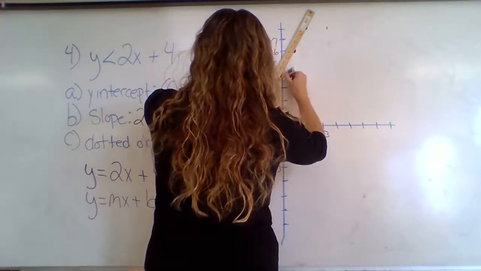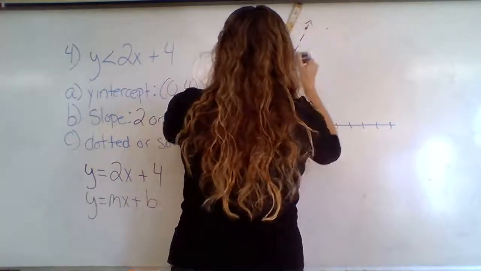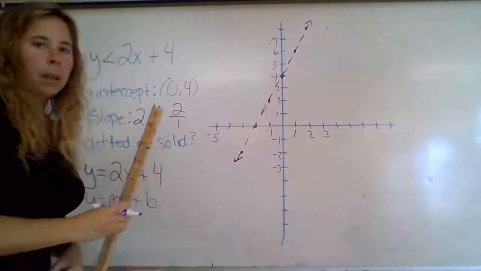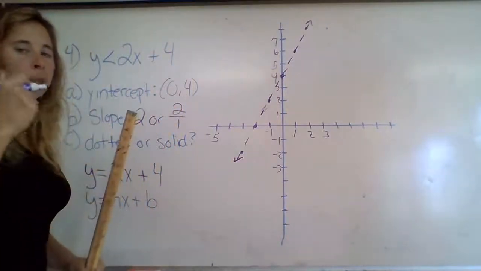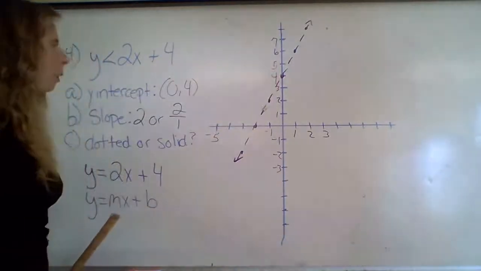Dotted, dotted, dotted, dotted, dotted, dotted, dotted, dotted. And it should have arrows on it. Oops. There we go. So there you go. There's your graph. So I want to make sure your y-intercept is graphed accurately, and make sure your slope is accurate.